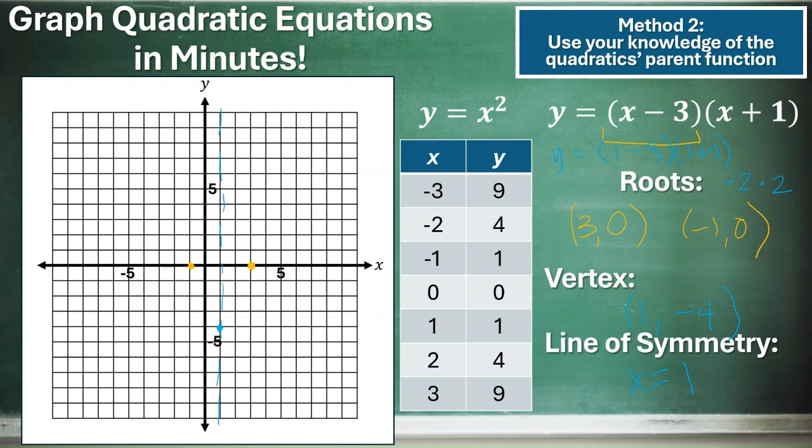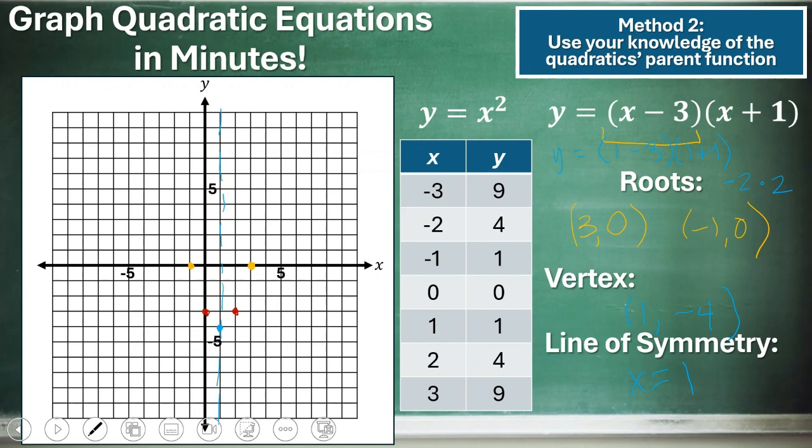And now we follow the same pattern that we did before. So let's see if we can do this really quickly without using our chart, though it's here for your reference. So we're going to go over 1 and up 1. That's our first point of symmetry. Ooh, and that gives us our y-intercept as well. Okay, we're going to go over 2 and up 4, and those are our roots or our x-intercepts.